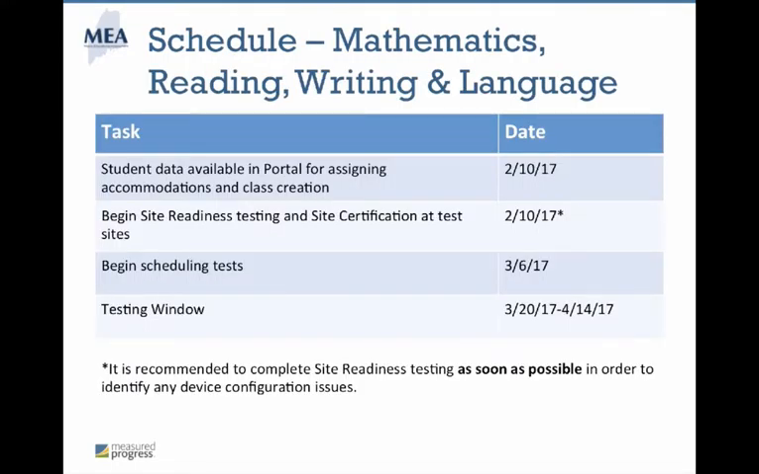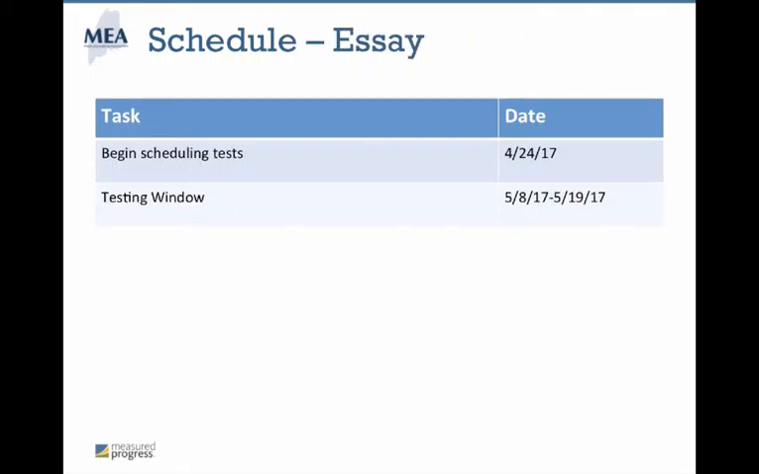Student data has been available in the portal, and the portal is open starting on February 10th. Site readiness testing and site certification from the ITCs has been started as well. School test coordinators, DACs, and ITCs can begin scheduling tests starting on March 6th, and the testing window will be open from March 20th through April 14th. And that's the schedule for math, reading, and writing and language. STCs, DACs, and ITCs can begin scheduling the essay tests starting on April 24th, and that testing window will go from May 8th to May 19th.